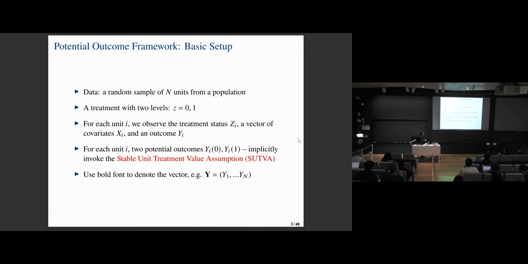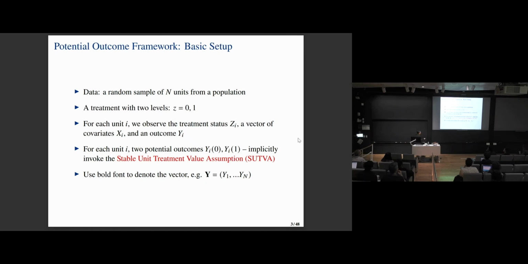Then for each unit, we observe the treatment status, which we denote by Z. At Harvard, especially in biostatistics, people like to use A. But here I use Z. On the other side of the Charles River, in the stat department, people use Z. So covariates, I say X, and the outcome Y. Okay, so those are all observed.